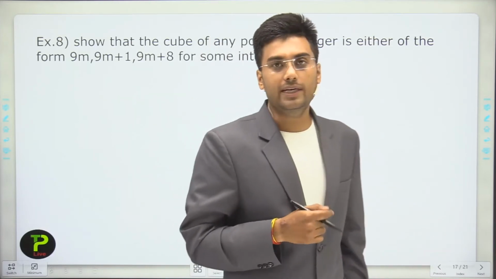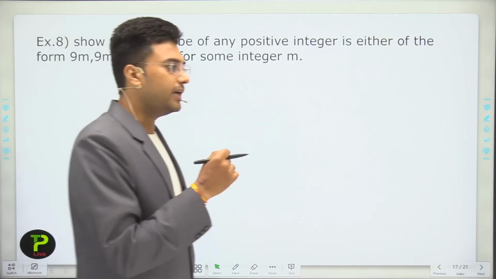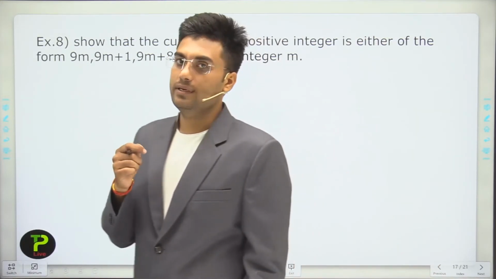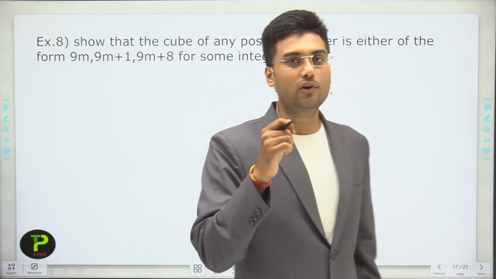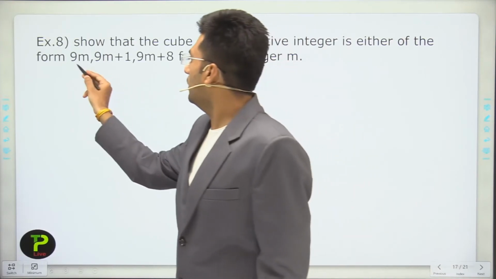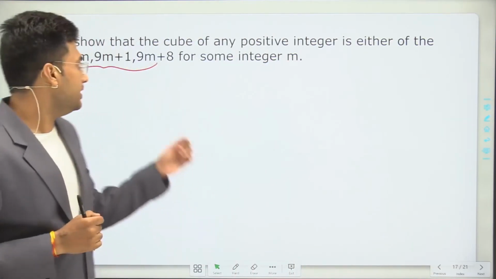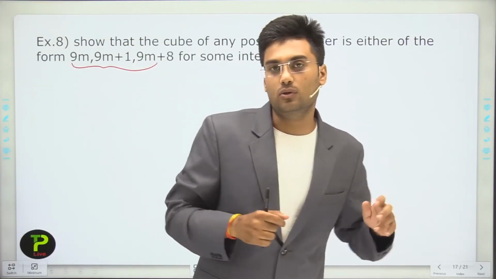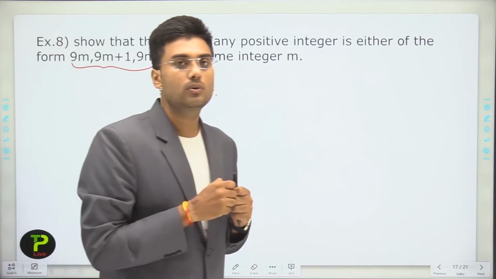Okay, let's start the solution of this question. Students, the important thing is: what is the value of b for a is equal to bq plus r? If we observe the form of the question, here we have 9m, 9m plus 1 and 9m plus 8. So we think that we have to choose b is equal to 9.